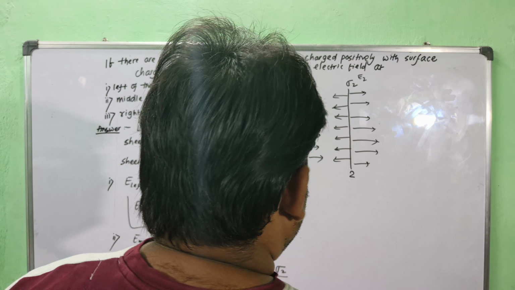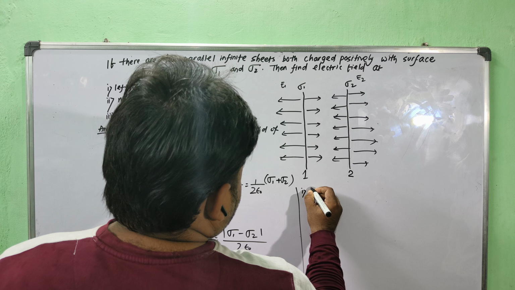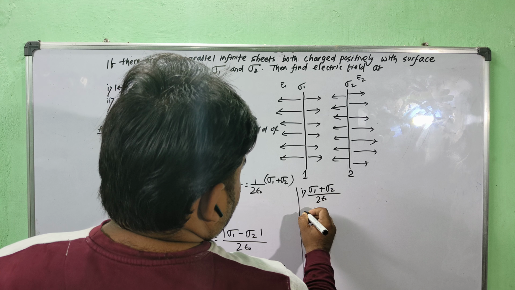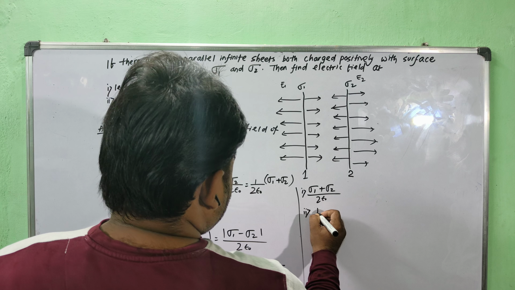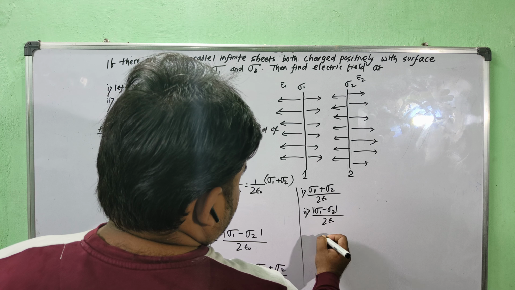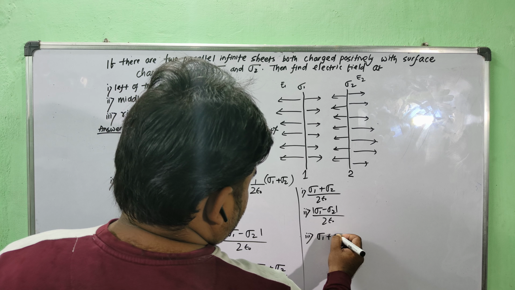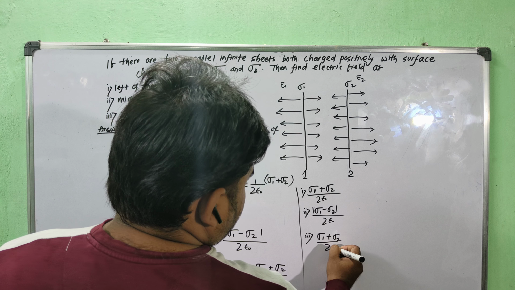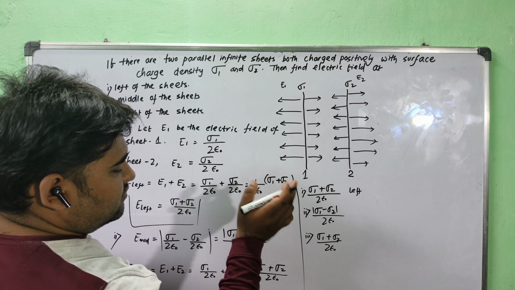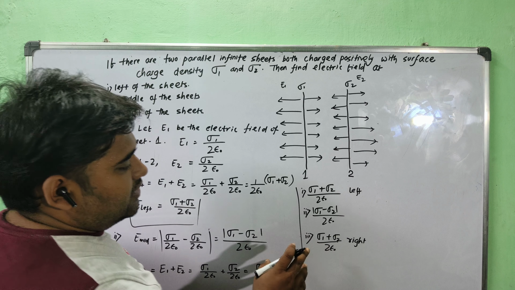So we can write the formulas here. For 1 it is sigma 1 plus sigma 2 by 2 epsilon naught. Now for 2 it is sigma 1 minus sigma 2 by 2 epsilon naught. For 3 it is sigma 1 plus sigma 2 by 2 epsilon naught. For this case the direction of the net electric field is to the left. For this case the direction of the net electric field is to the right.